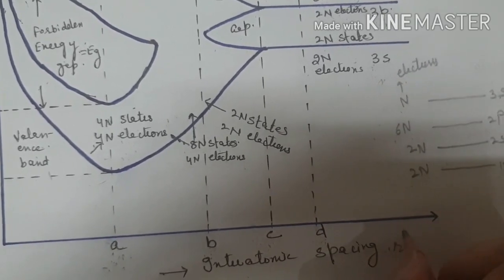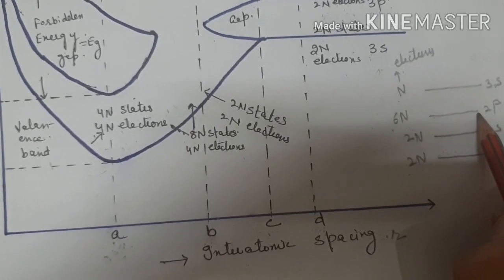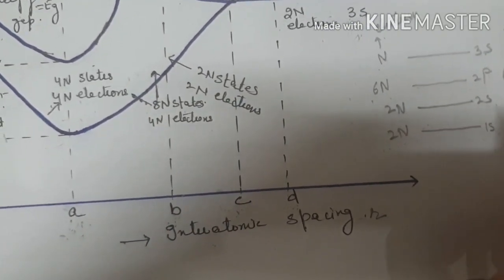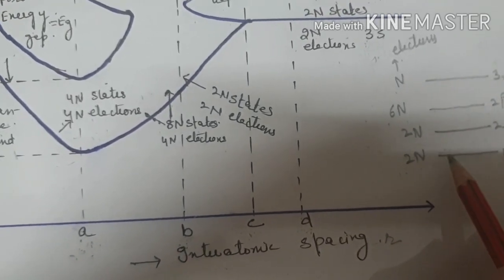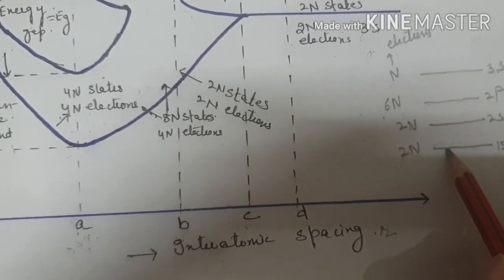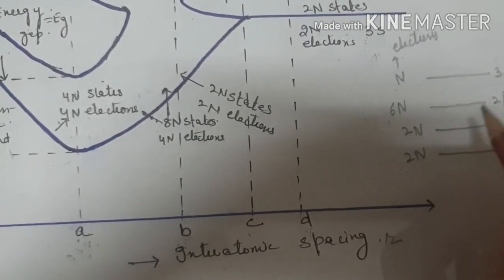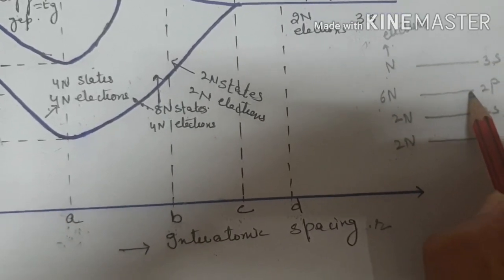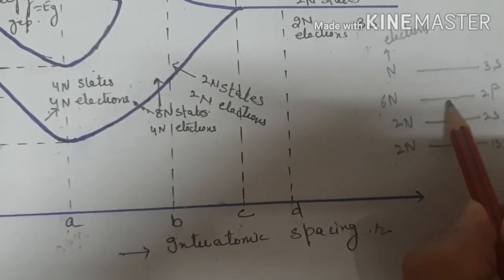Then the last filled band is 2p. The 2p level is last, because for a single atom these are the levels, and if we take a number of atoms, the energy levels of the electrons are not the same, so they form bands. And this is the upper filled band, because this is completely filled.